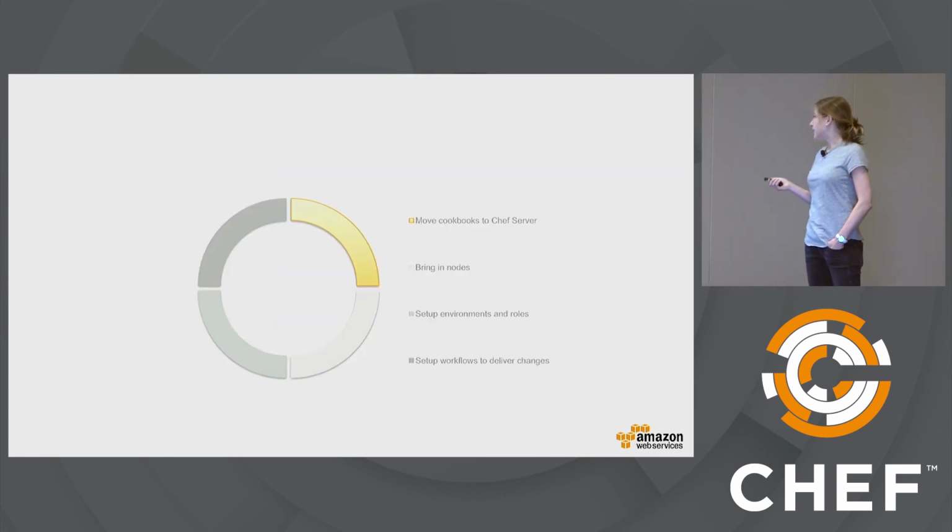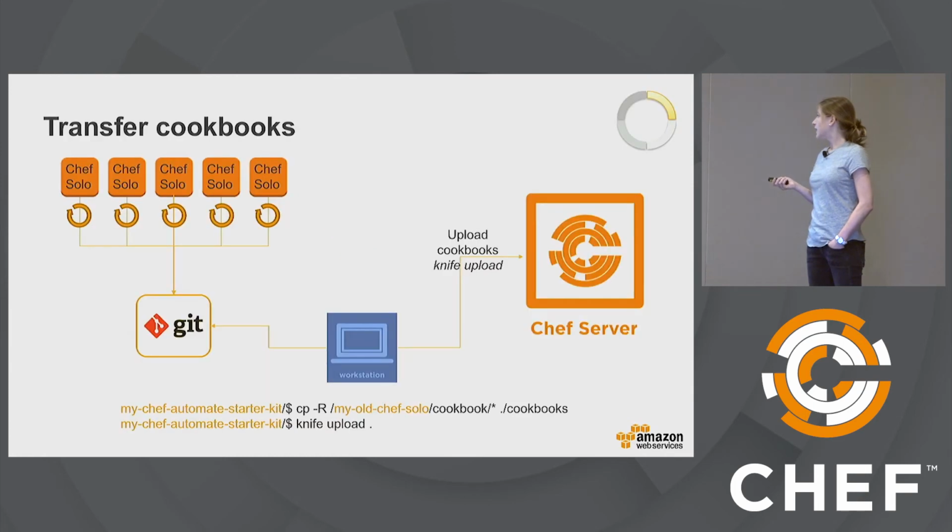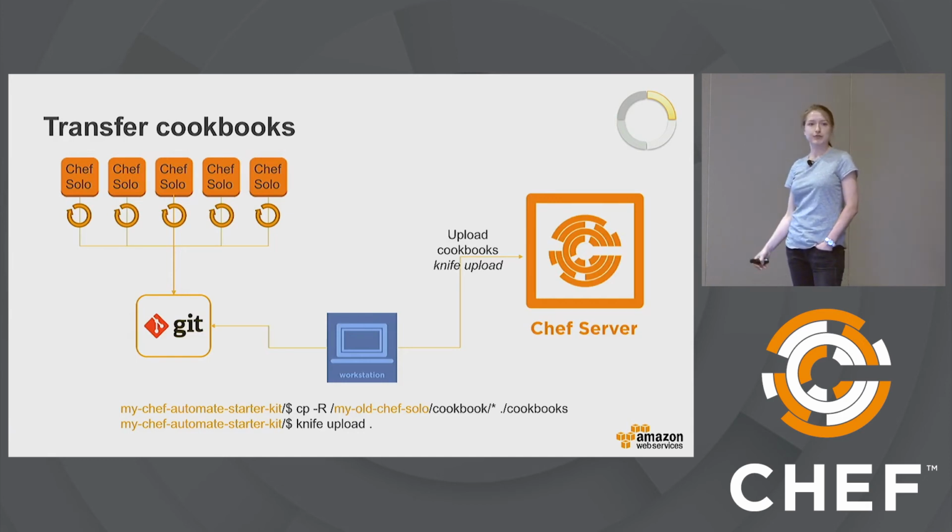So, okay, let's start. First, let's move cookbooks to Chef server. You simply copy them. Very easy. You move them to the folder in the starter kit, and then you do knife upload. Wait for a little. It's on the Chef server. You are done.